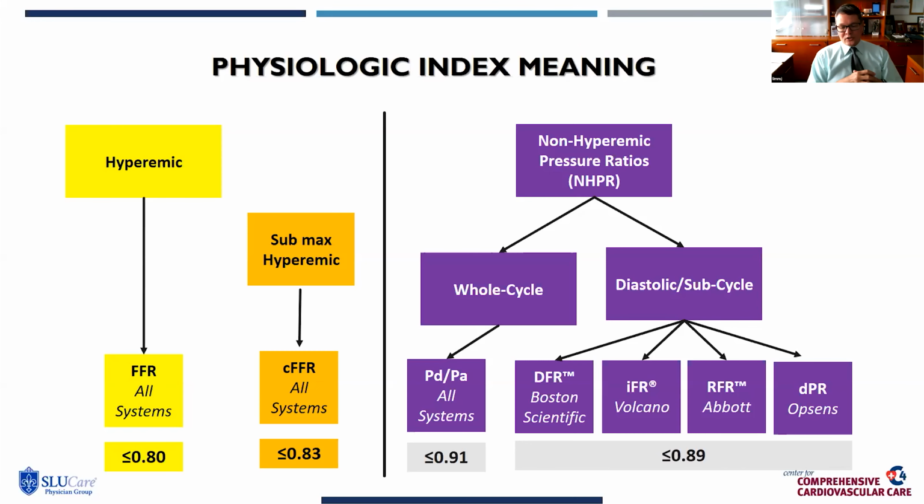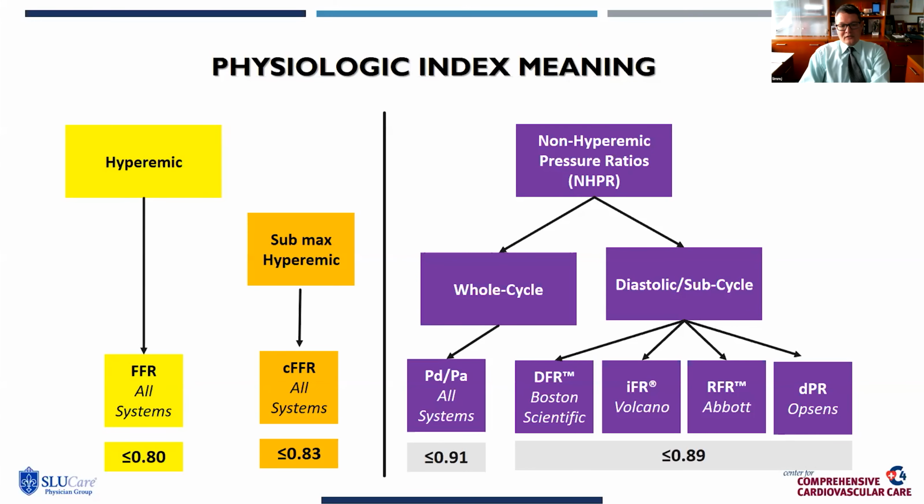And then the newer ratios, which currently exist, the non-hyperemic pressure ratios, whether we use a whole cycle ratio, which is PDPA, which I showed you in this case, and that best cut point is 0.91, or the diastolic portion of the waveform or subcycle indices, whether it's IFR, which is proprietary, or DFR or RFR or DPR, all proprietary, having the cut point of about 0.89. All of these can be used in your lab with a pressure wire to look at the ischemic potential of a given lesion.